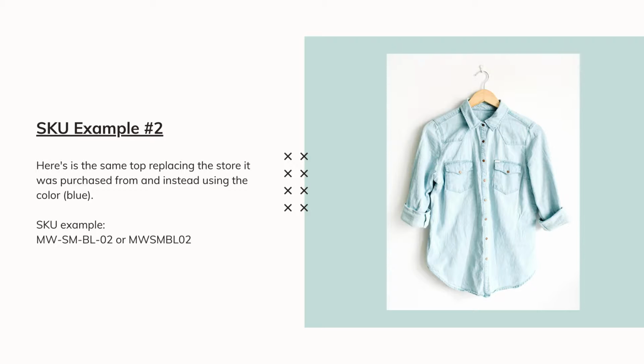All right, so let's flip this. Let's take out Goodwill, and we're going to replace it with the color. So using the color blue for this top, we have MW again for Madewell, SM for the size small, BL for blue this time, and 02 for bin number 2. So you can see that you can include any details that are important to you that will help you understand what that item is and where it's located. You decide those details and go with it, write your own format.